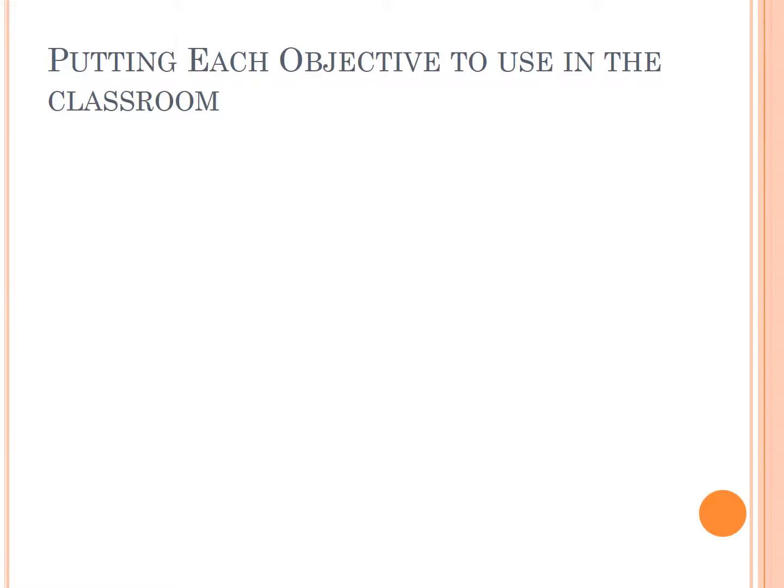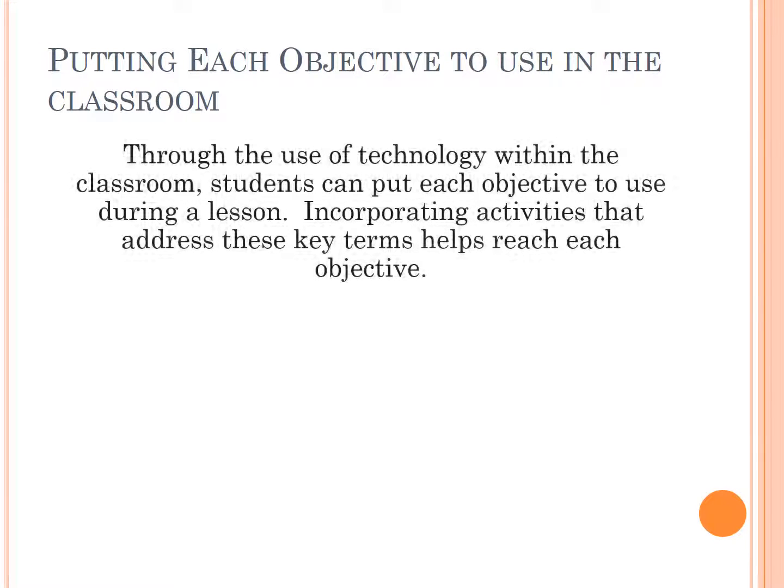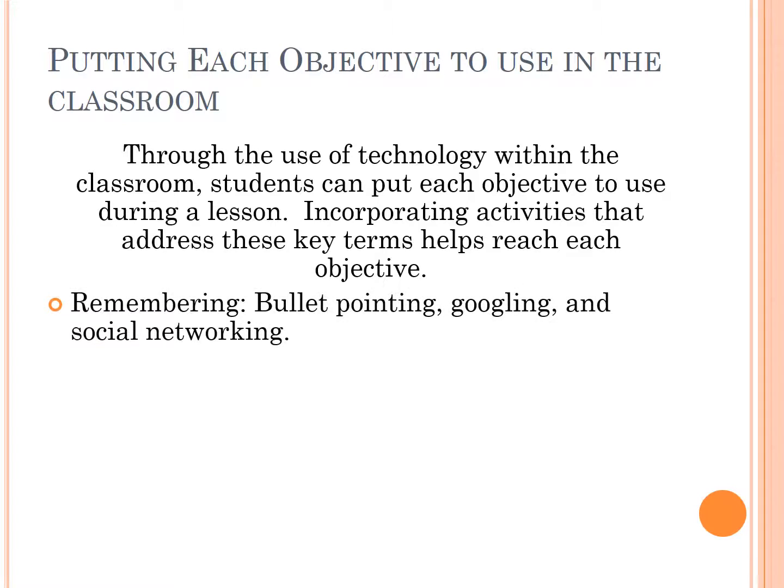Putting each objective to use in the classroom. Through the use of technology within the classroom, students can put each objective to use during a lesson. Incorporating activities that address these key terms help reach each objective. Earlier I mentioned some examples of how to implement the LOTS in your classroom. In this last slide, I have given you examples of how to implement the 6 objectives in your classroom.